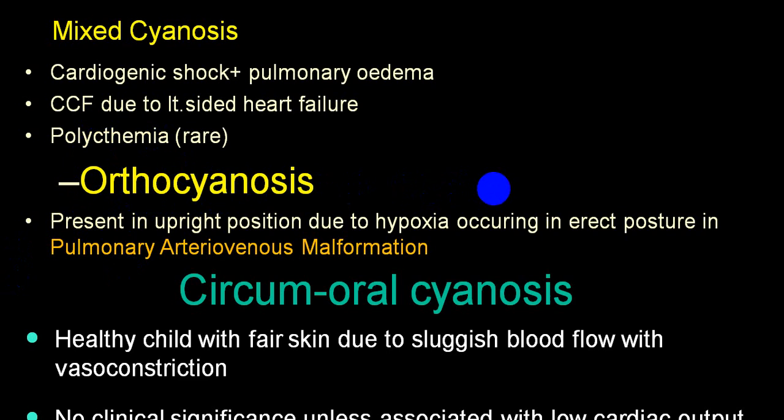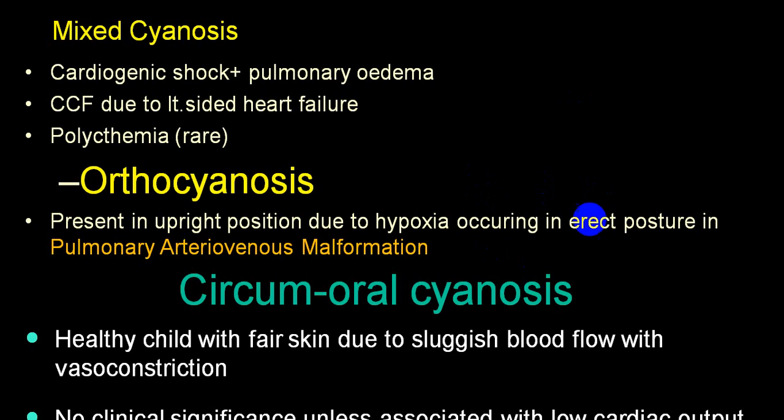So a person with orthocyanosis invariably will tell you that he is feeling breathless in erect posture and he feels better in lying down posture. It is also described as the opposite of what we classically call orthopnea. So orthocyanosis, or orthodeoxia, is a classical phenomenon just opposite of orthopnea.